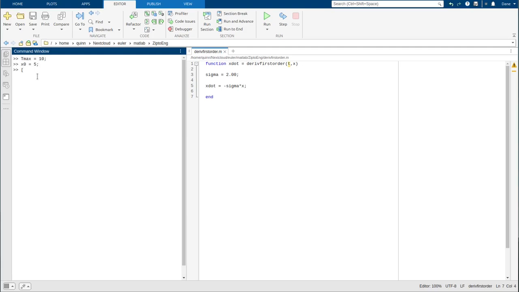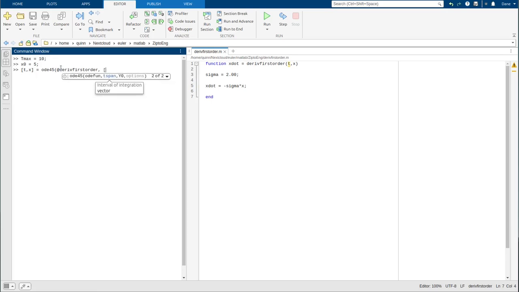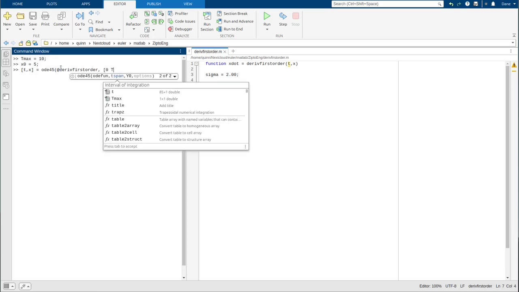Then here, ODE 4.5, t comma x, these are my output variables, the times at which we determine the solution, and then the solution itself. ODE 4.5. Next is the function name that I'm defining the derivative. Notice that I put this at sign before the function name that tells MATLAB that it's a function handle, and it just works better. And then my integration time is 0 to t max.